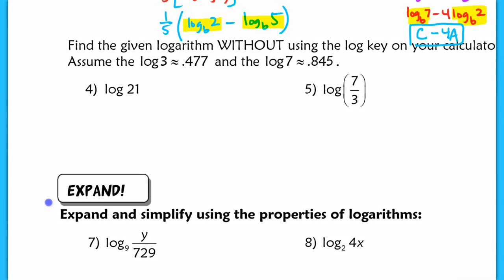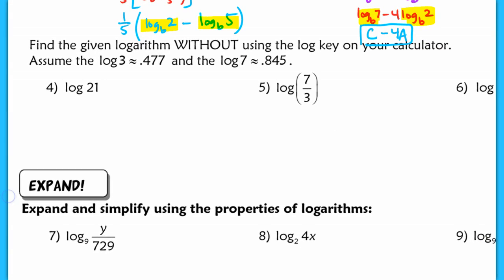Okay, now in our next set of examples, our given is a little bit different. Here we're asked to evaluate these logs, and we're not supposed to do it with a calculator. We're supposed to do it based off of the given that they tell us that log of 3 is approximately 0.477 and log base 10 of 7 is approximately 0.845. So both of these are base 10, and everything else here is base 10 as well. But our goal is to rewrite this in terms of these two logs.